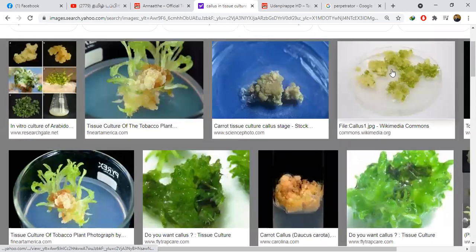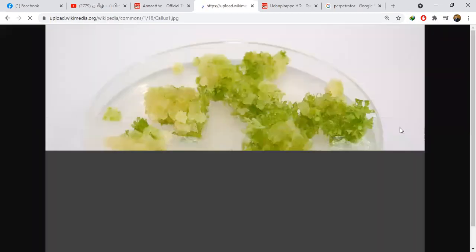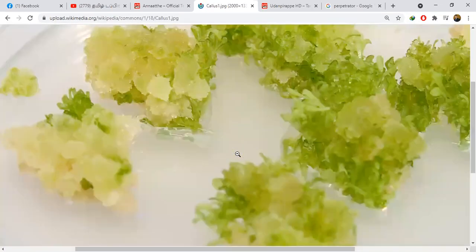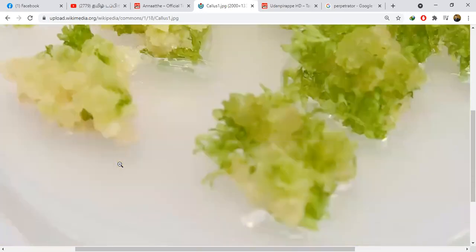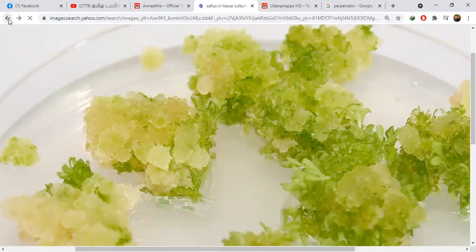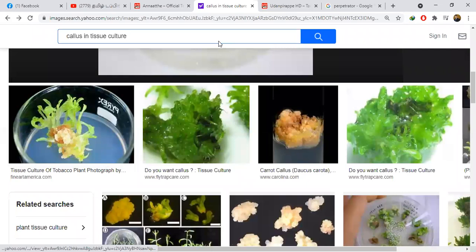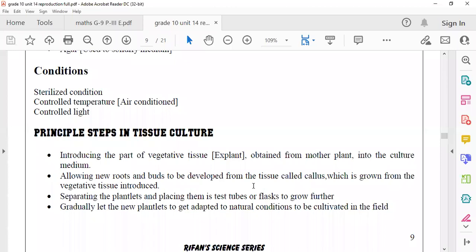This is the appearance of callus. You can see the callus. It is light green in color, sweetmeat-like. Can you see? This is called callus. You can see small plantlets have grown out of the callus. That's how they grow up. It is an undifferentiated cell mass called callus. So your book says it's an undifferentiated cell mass. From that, new roots, new buds, new leaves can grow out.